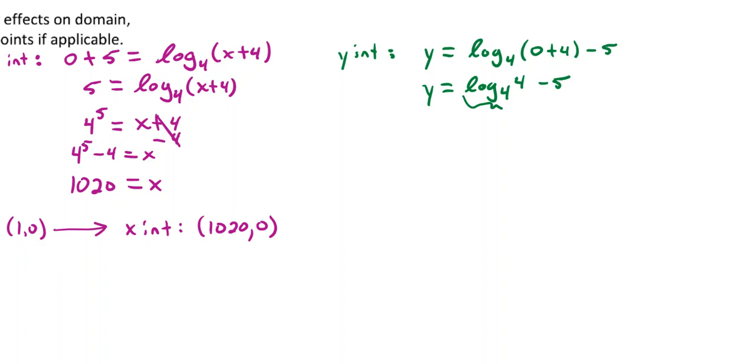Anyone have any idea what log base 4 of 4 is? Yeah, 1. How'd you know that? Well, because the logarithm asks 4 to the power of what gives you 4. Right, anything to the power of what gives itself. Exactly. So remember, when we're looking at a logarithm, we're saying 4, the base, to the power of what gives you 4. So we can do this one in our head. That's 1, right? 4 to the power of 1 is 4. So y is equal to 1 minus 5. So y is equal to negative 4.